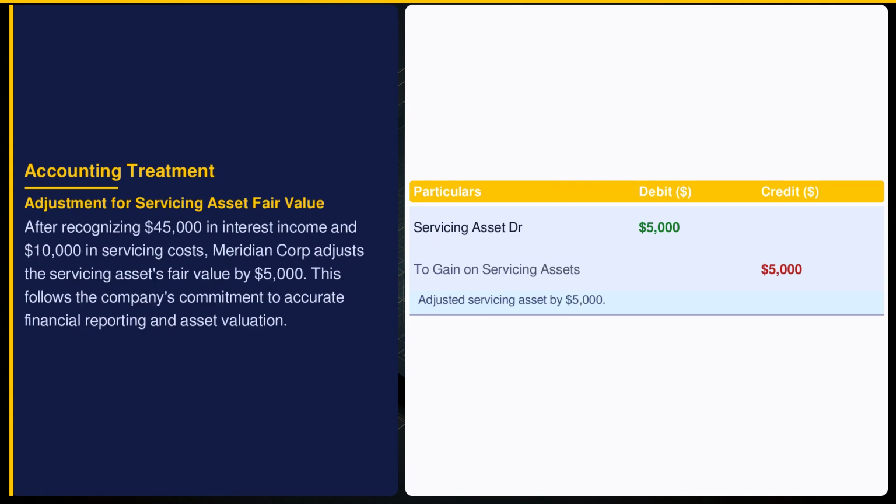ASC 860 requires periodic fair value adjustments for servicing assets. Meridian Corporation increases the servicing asset by $5,000, reflecting changes in market conditions or asset performance. This adjustment, credited to gain on servicing assets, ensures the balance sheet accurately represents asset values, contributing to transparent financial reporting.